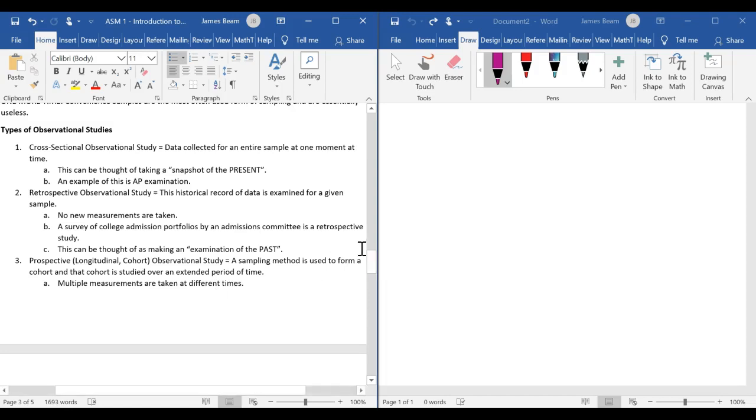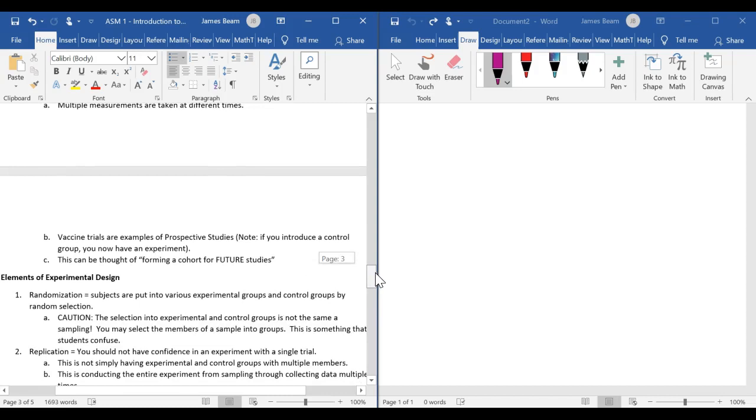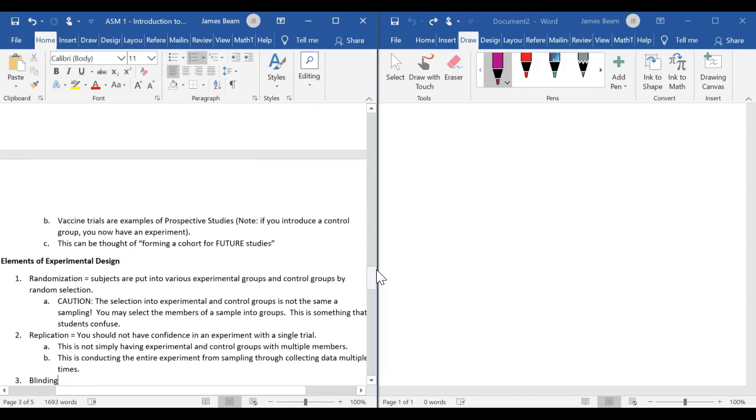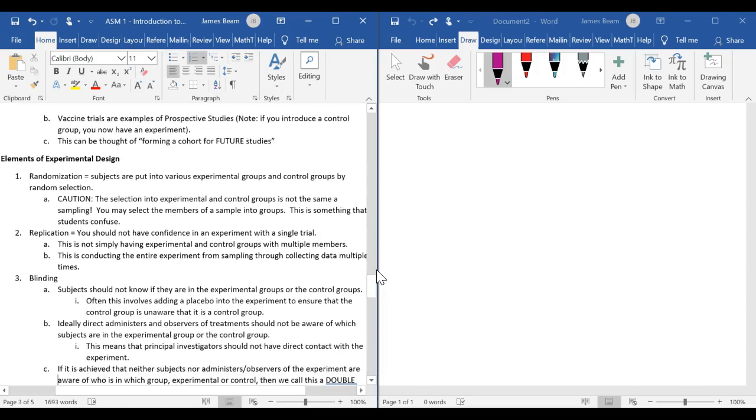So that's your past, present, and future for observational studies. Vaccine trials, something that's currently in the news, would be an example of a prospective study. We get a cohort, and then we look at what happens once we give them the vaccine moving forward.